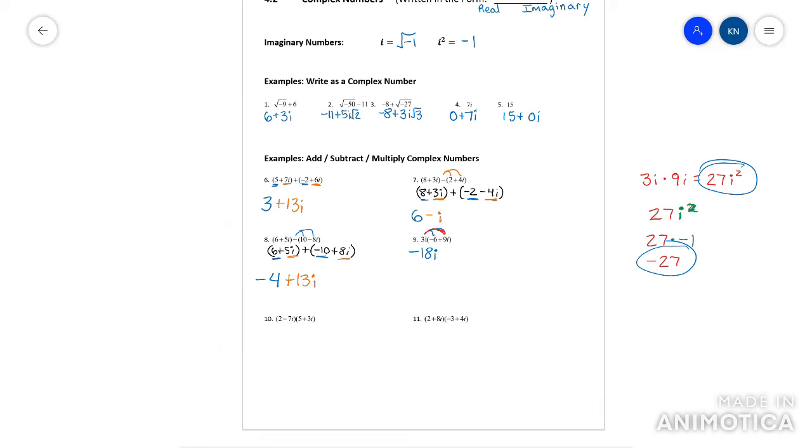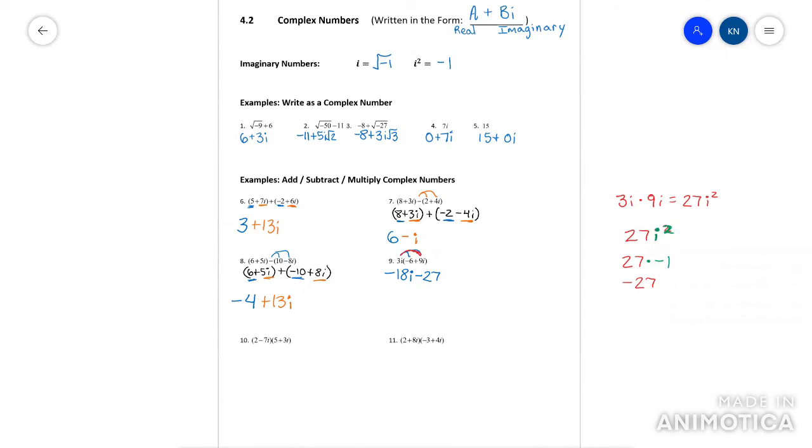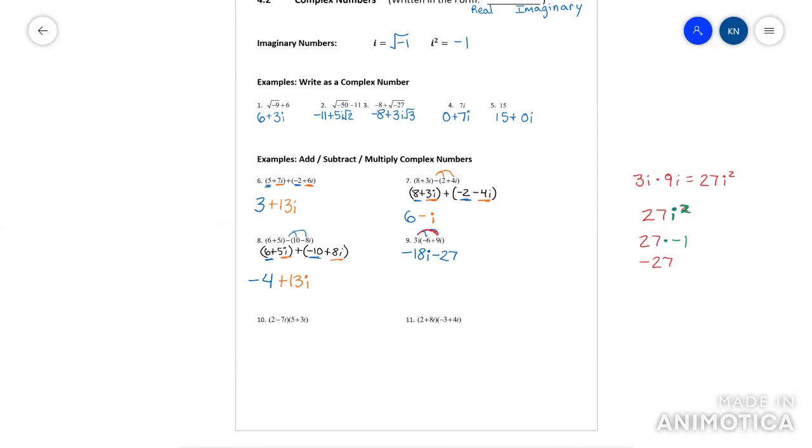See how it was positive 27? Now it becomes negative 27 and the i squared just disappears. That's what I'm trying to tell you right now. So when I distributed this 3i times 9i, 27i squared becomes minus 27. And then in terms of writing this as a plus bi, I'd probably change it around. I'd flip it. So I'd put the negative 27 first and then the minus 18i, like that.